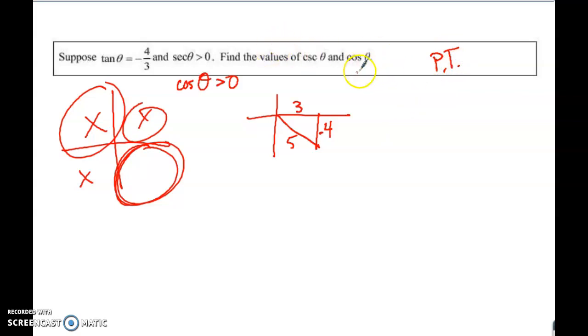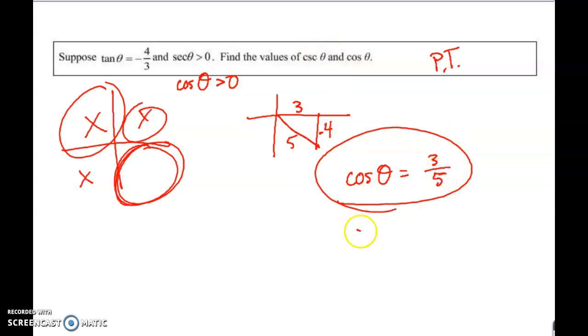So as we look at that, then we can quickly identify that cosine of theta must be adjacent over hypotenuse, and it's positive. And then cosecant is the reciprocal of sine, so it doesn't ask you for sine, but you might as well, if you're showing your work, sine would be opposite over hypotenuse. So then cosecant would be the reciprocal of that, negative 5/4.